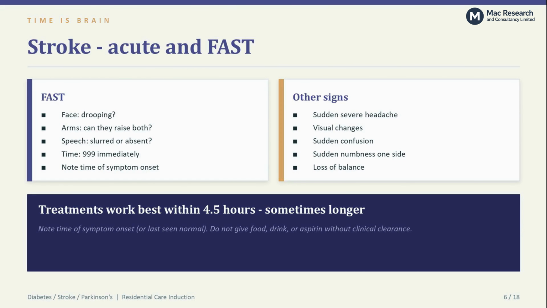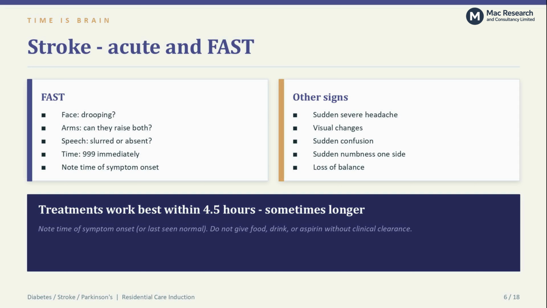Stroke. The acute presentation recap from first aid. FAST. Face drooping on one side. Arms, can they raise both equally? Speech slurred, jumbled, or absent. Time: 999 immediately if any sign present, and note the time symptoms started or were last seen normal.